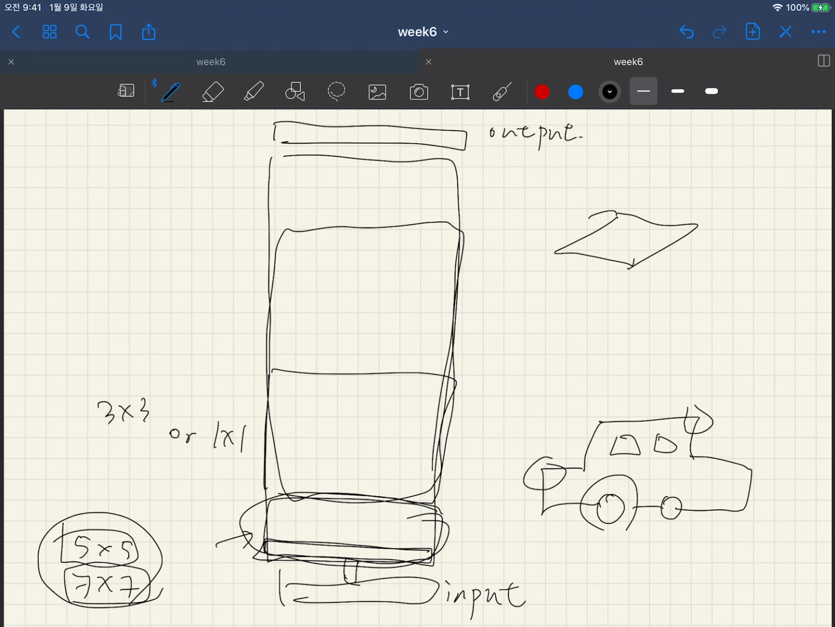So when you look at very recent or very old papers, you can usually notice that when the map size decreases, the number of channels increases. And at the very bottom, you will see 5x5 or 7x7 filters. But at the very top side, usually the filter size is 3x3 or 1x1.